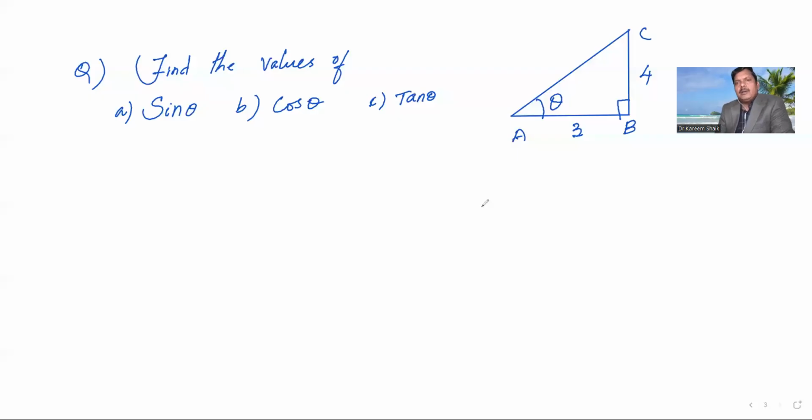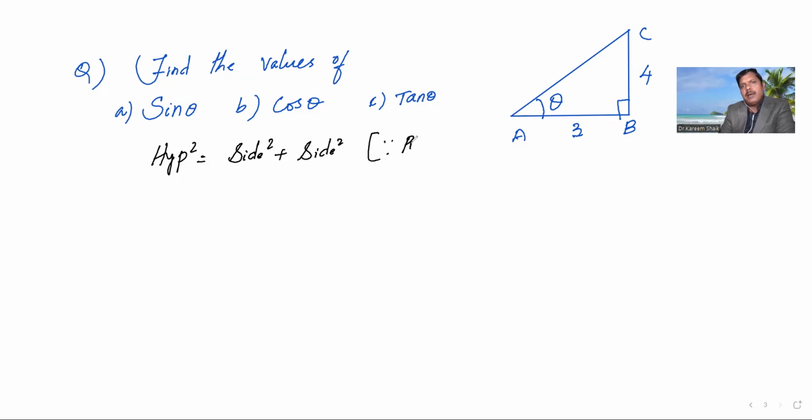I hope that is clear. Observing the triangle ABC, AB length is given as 3 units and BC length is given as 4 units. They are asking to find sine theta, cos theta as well as tan theta. How to find them? Before finding sine, cos and tan, we have to find the hypotenuse. Why is it the hypotenuse? Because it is opposite to the right angle. We know that by using the Pythagoras theorem, the hypotenuse square equals the sum of the squares of the other two sides, that means side square plus side square.